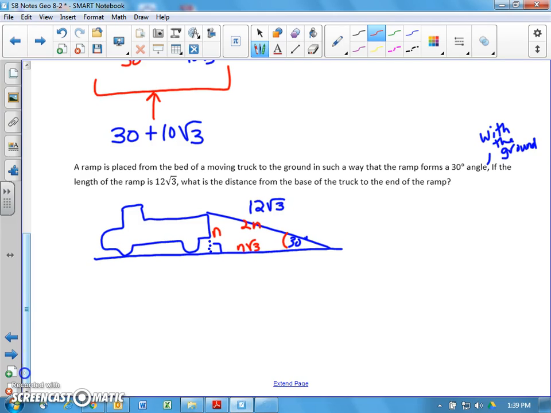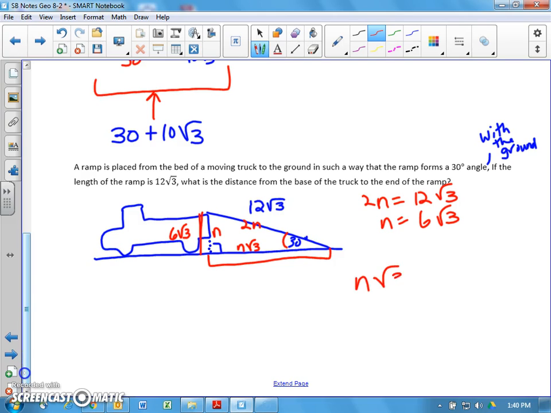They didn't give us n, so we're going to set up that equation to figure that out, and we know that 2n is 12 radical 3. So all I need to do is divide by 2 and find out that n would be 6 radical 3 units. Okay, so the height of the truck from the top of the truck to the ground would be 6 radical 3. But this is asking us the distance from the base of the truck to the end of the ramp. This is n radical 3.